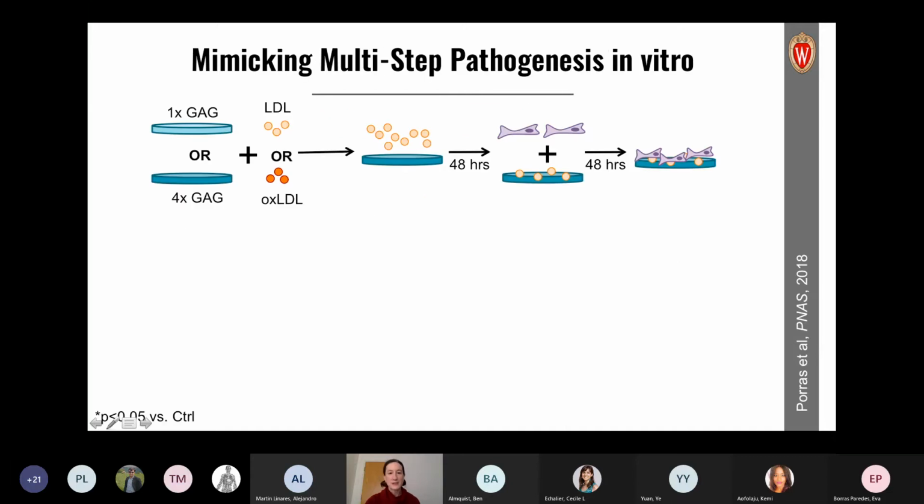So then we sought to do this sort of multi-step investigation of how we can put this all together. Can we actually create a platform where we can mimic multiple steps of disease pathogenesis in vitro, so in our dish still?